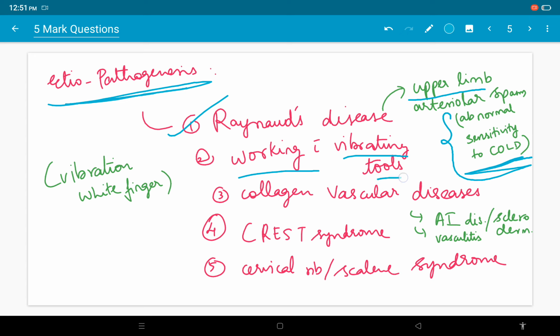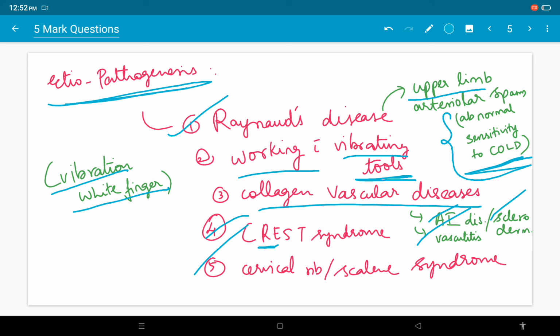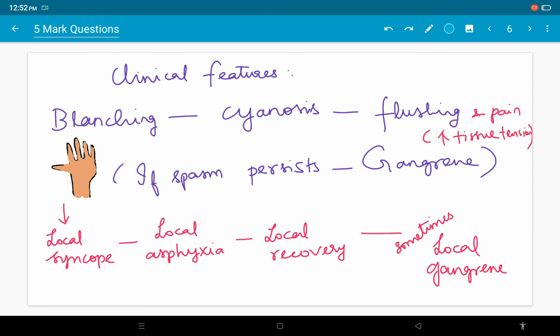Working with vibrating tools is also a common precipitating factor. Vibrating tools means the drilling machine, or in fishing boats, if they often use it, it may be associated with that. It is also known as vibration white finger by laymen. Collagen vascular diseases, including autoimmune diseases, scleroderma, and all the diseases which cause vasculitis, may also precipitate Raynaud's phenomenon. In CREST syndrome, the R stands for Raynaud's phenomenon, and cervical rib or scalenus syndrome can also cause this.